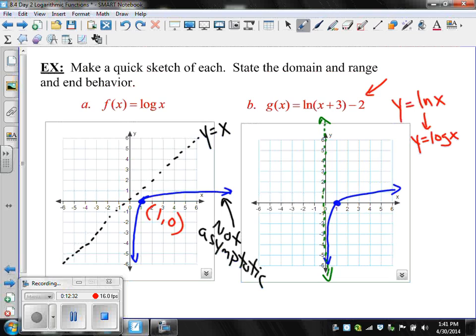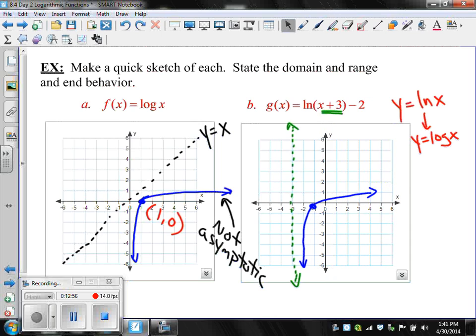So let's go through the transformations. Well, we have this plus 3 on the inside. Remember, inside is horizontal. It's the opposite of what it looks like. So this is going to go left 3. So I'm going to move everything to the left 3 units. The first thing that's going to go is this vertical asymptote. I'm going to move my point and my graph, all as one, 3 units to the left. So that takes care of the plus 3.